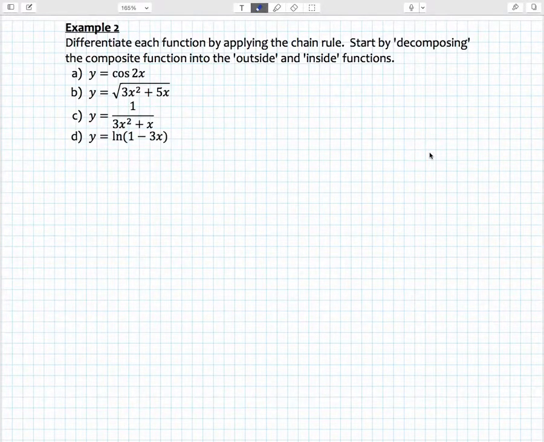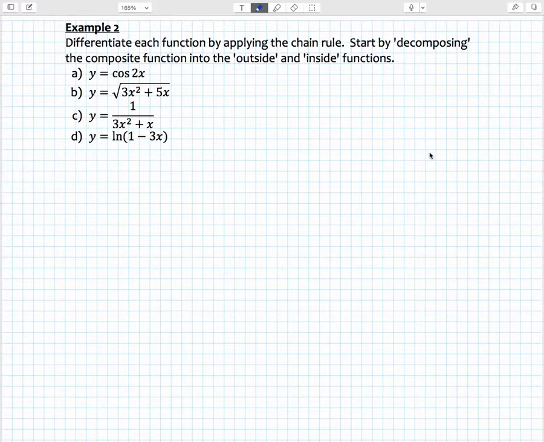Okay, so here's example 2 for the chain rule. And we've got 4 different equations here that we want to differentiate, but they're all composite functions. So just some different examples that are going to help us get some practice to decompose the functions into outside and inside functions, and then differentiate using the chain rule.